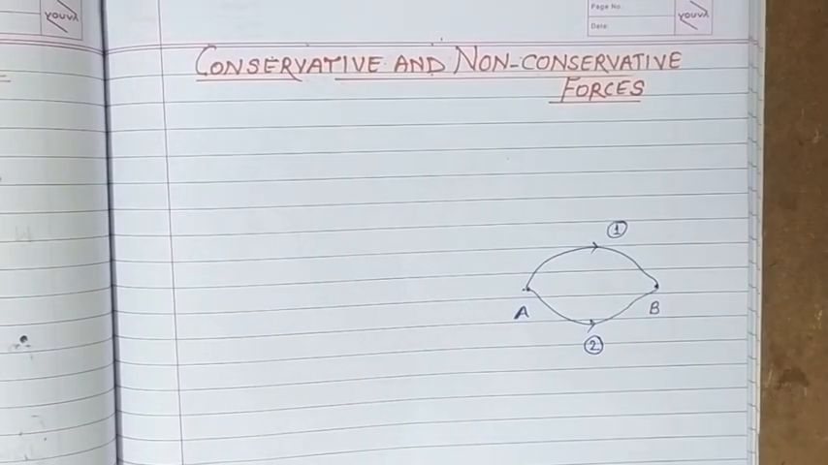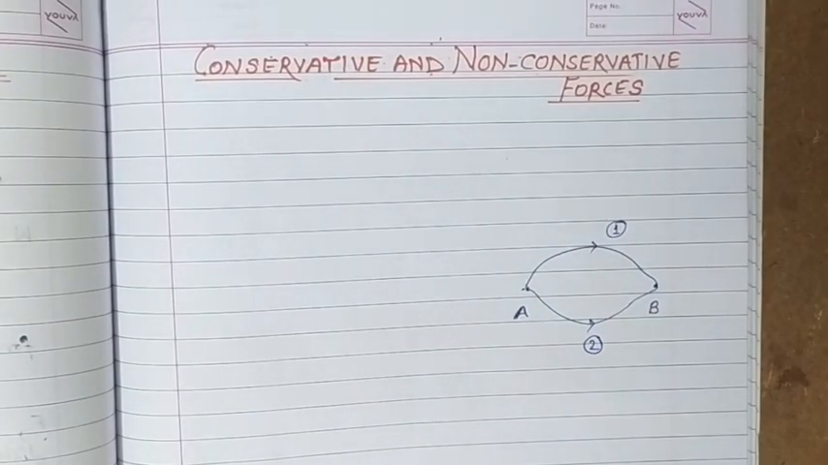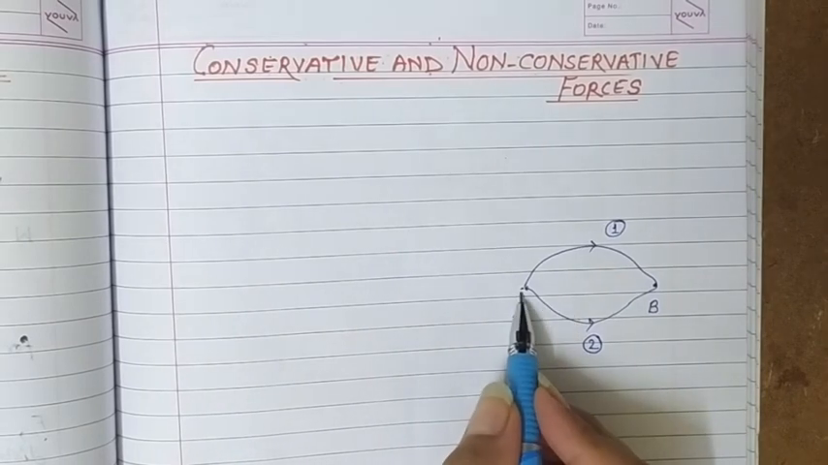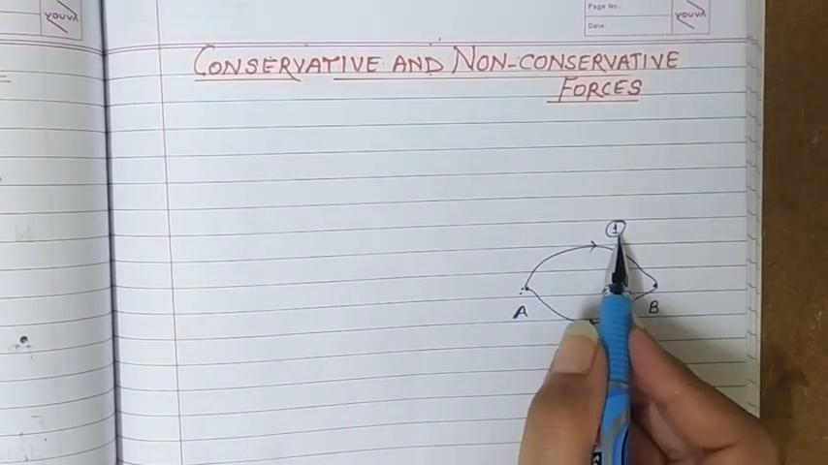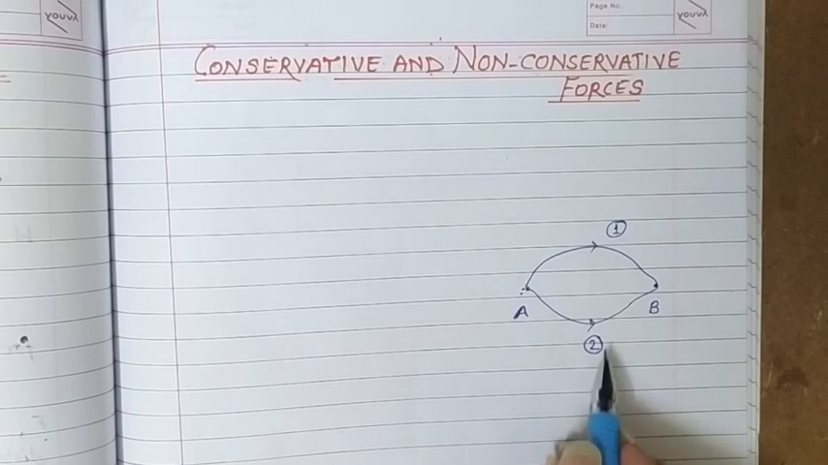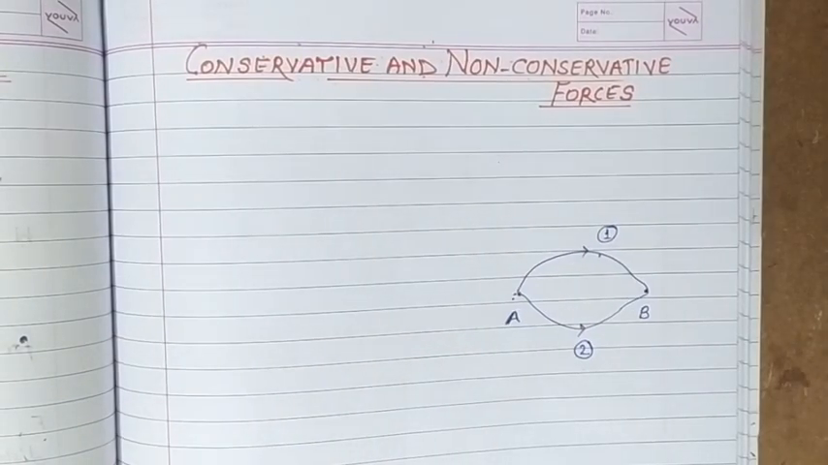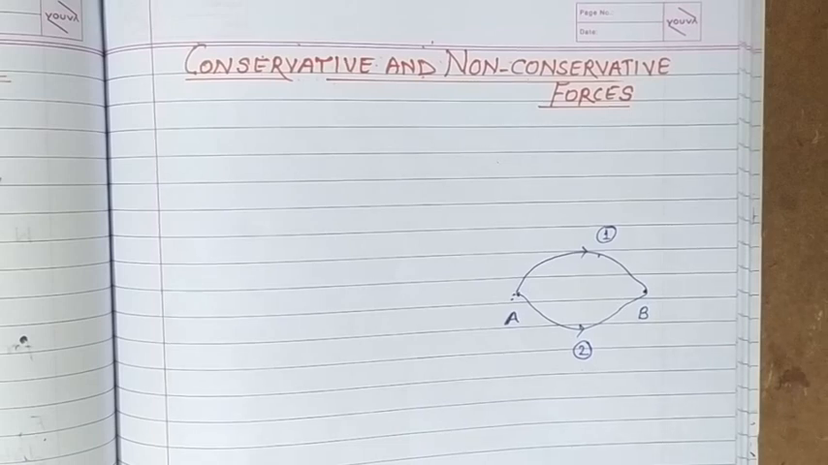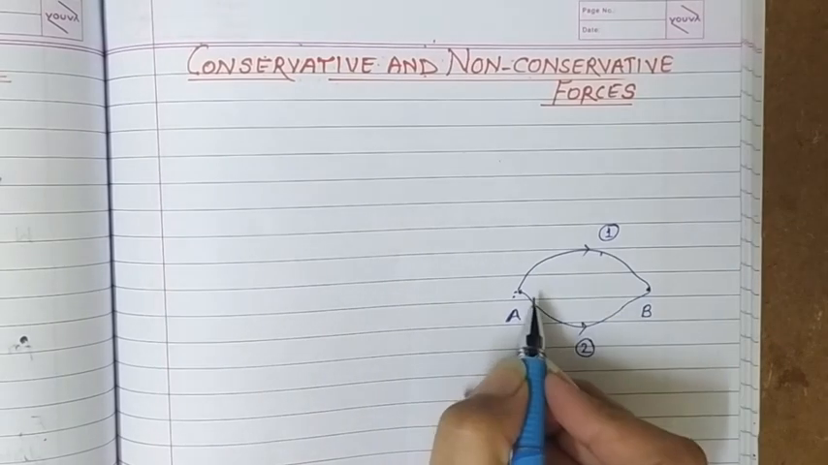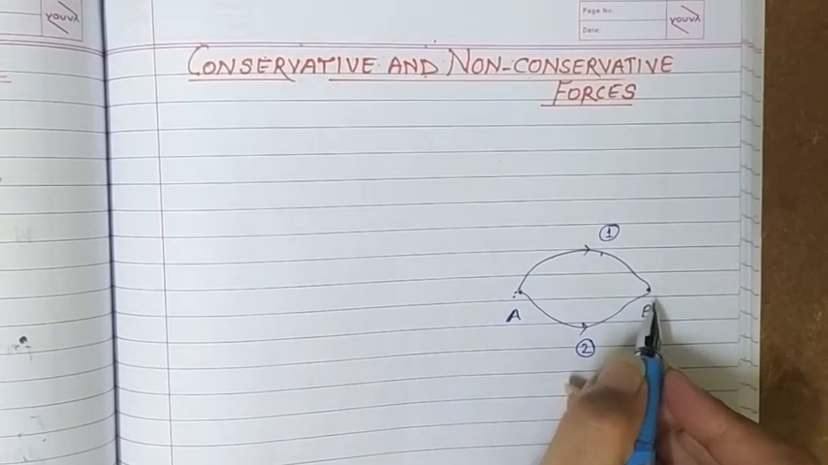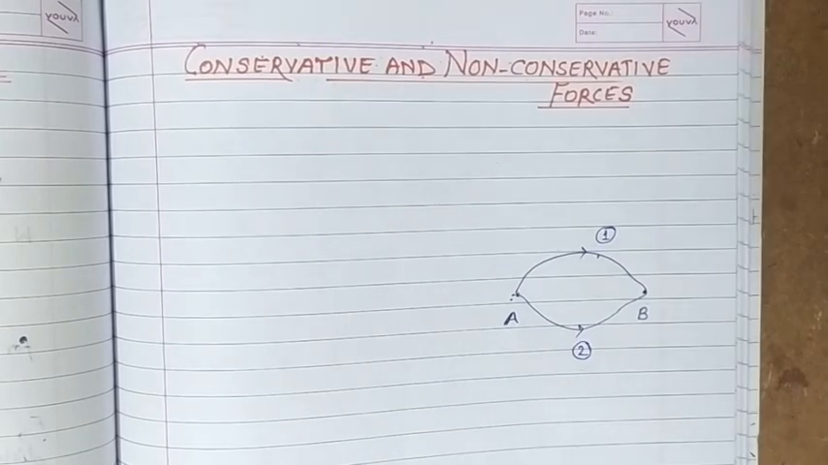So if the work done by the force in displacing the particle from point A to point B from both path 1 or path 2 is same, it is independent of what path we have chosen for the traveling of particle from point A to B, it only depends on the initial and final position, then we call that force as a conservative force.